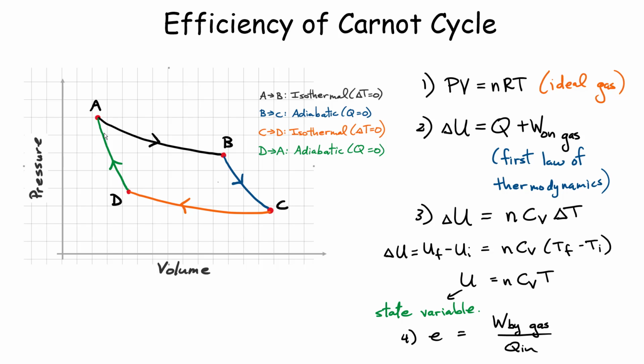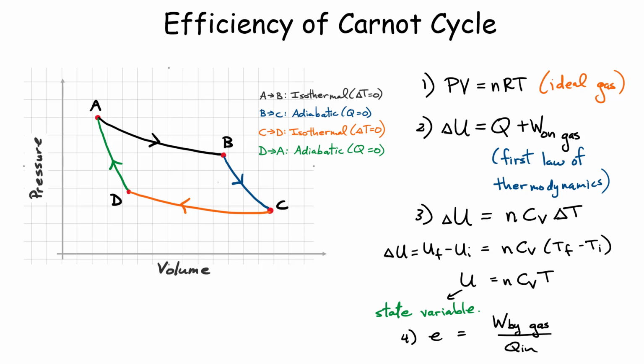Before I calculate the efficiency, I'm going to use 3 basic equations to substitute into the efficiency equation. The first one, pretty well known to everybody, I hope, is the ideal gas law, PV equals nRT. Pressure, volume, and temperature are state variables. Every point on this graph is represented by one value of P, one value of V, and one value of T for a gas.